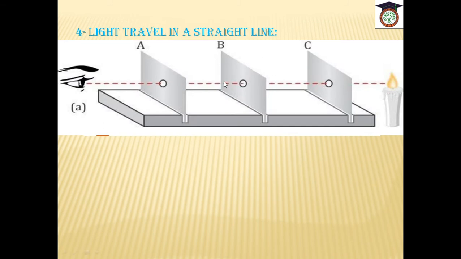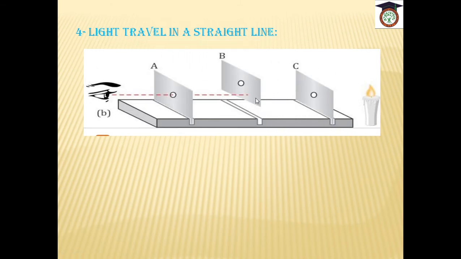Number four, light travels in a straight line. We do an activity here with three screens: screen A, screen B, and screen C. There is a small hole in each screen, and at the end there is a candle. If someone is looking through the first one, they could see the candle. But if one screen is moved a little aside like this, we couldn't see the candle. Why? Because light only travels in a straight line. If any screen blocks the light, it cannot pass, so we cannot see the candle. So we can say, because light travels in a straight line only.